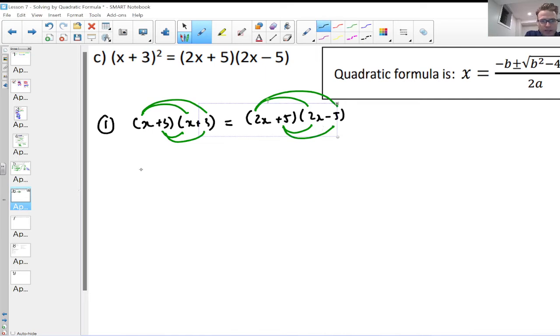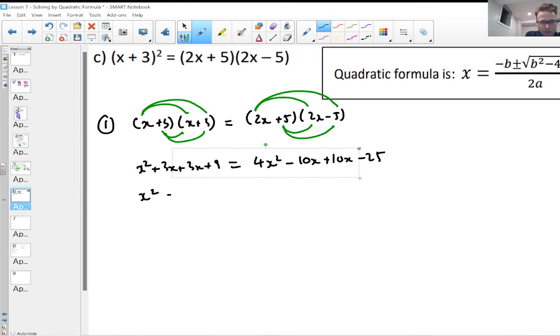So here when I do that, I'm going to get x squared plus 3x plus 3x plus 9. On this side I'm going to get 4x squared minus 10x plus 10x minus 25. All right, so let's add like terms. x squared plus 6x plus 9 equals, here I'm going to get 4x squared. Oh, look at this, this is nice. Negative 10x, positive 10x gone, and then minus 25. So what I'm going to do here is I'm going to subtract x squared from both sides.